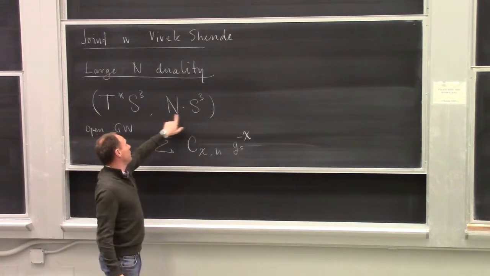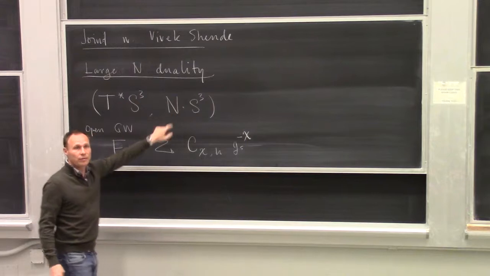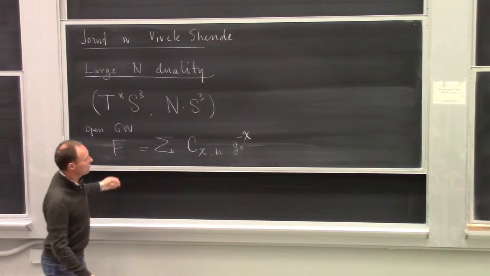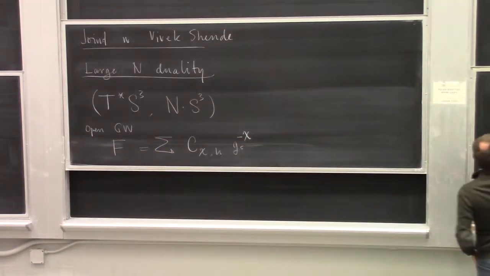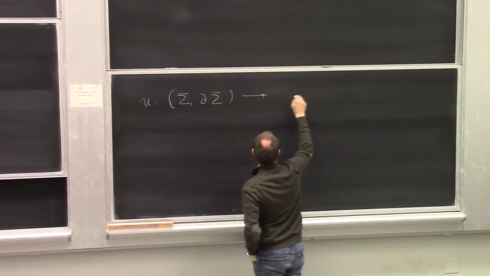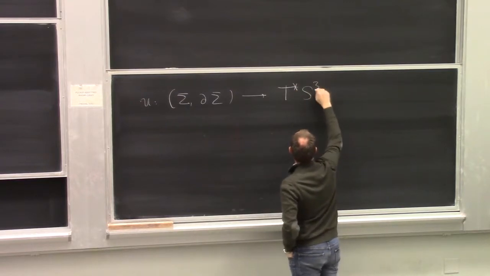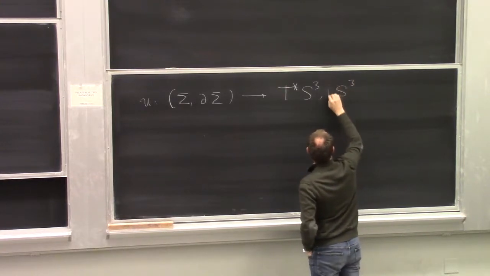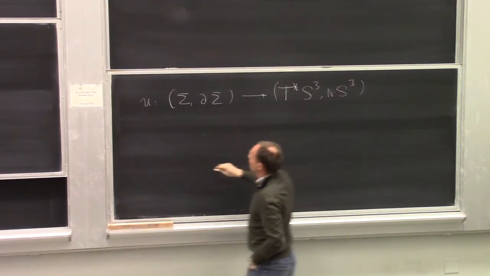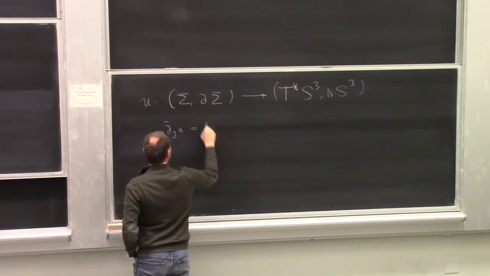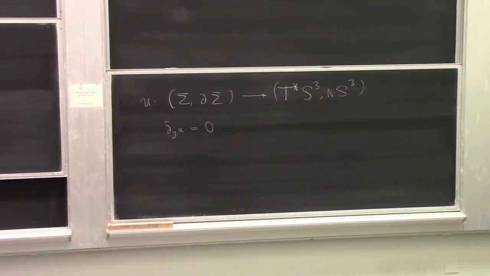But for this large N duality there is another ingredient. We take the boundaries of these curves. So maybe I should write out what we're counting. We're looking at maps from the given surface with boundary into T*S^3, with the boundary going to S^3, and the map is J-holomorphic. That's the idea. Now, there are only constant maps and so on, but let me first give you the flavor of this result.